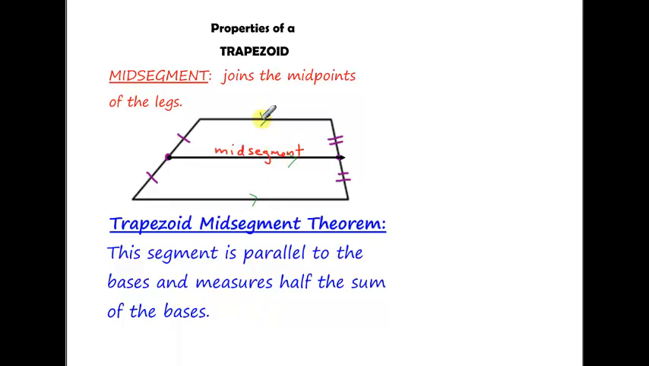So formula-wise, let's come to our picture. Let's call this base number 1. Let's call our longer one base number 2. And let's call our mid-segment M. Our mid-segment would equal the measure of our bases added together, and that measurement cut in half. So we're taking the average length of our bases. Another way to write that would be that it takes 2 of our mid-segments to equal the same thing as our bases added together. So either way, let's look at an example.